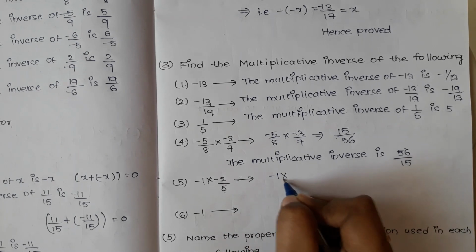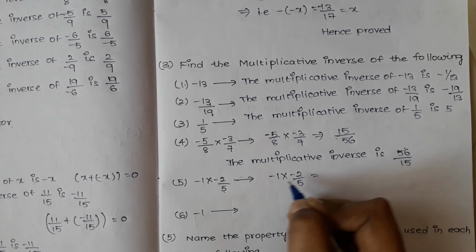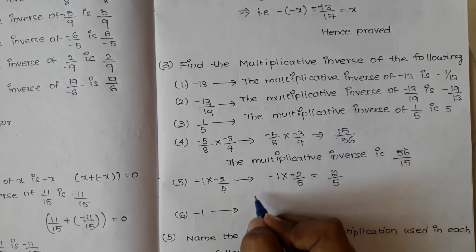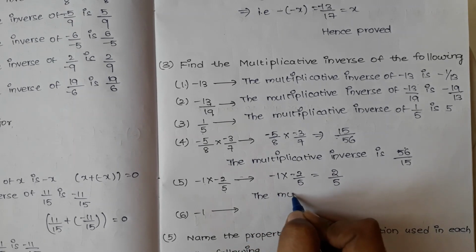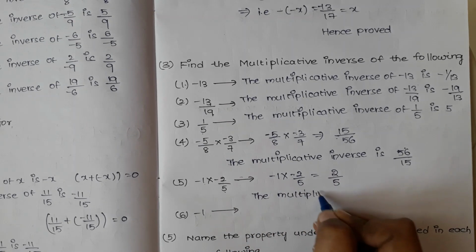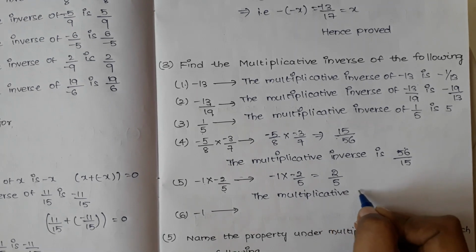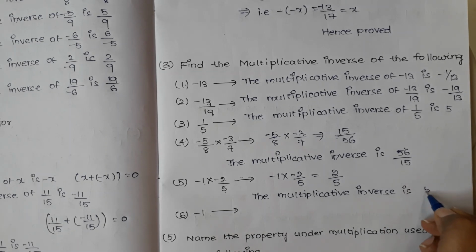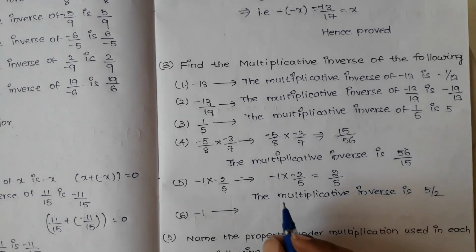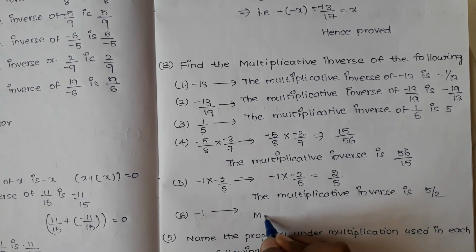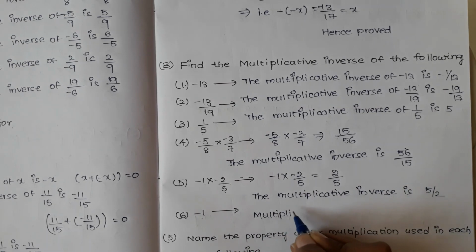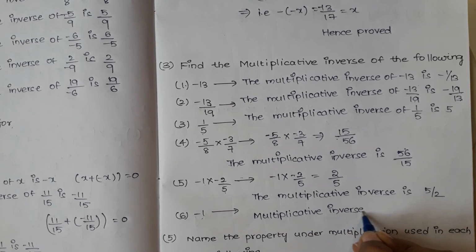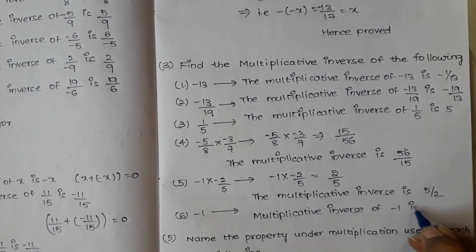And next one is minus 1 into minus 2 by 5. Let us solve this. Minus 1 into minus 2 by 5 equals minus into minus is plus, 1 into 2, that is 2 by 5. The multiplicative inverse is 5 by 2. And now the minus 1. The multiplicative inverse of minus 1 is minus 1.